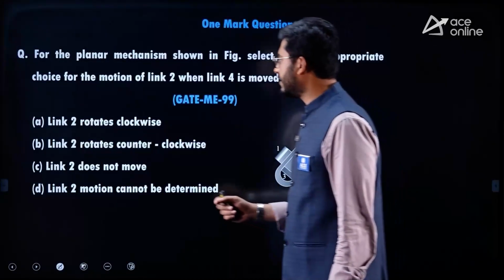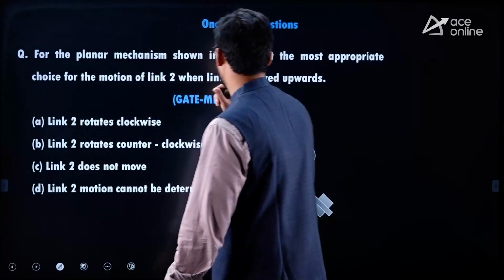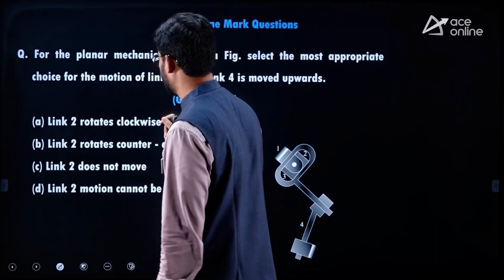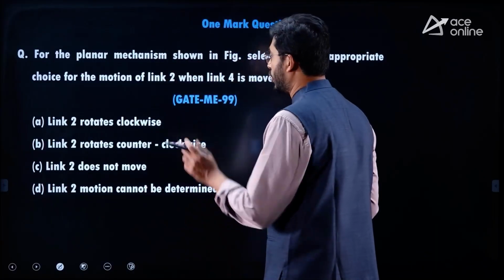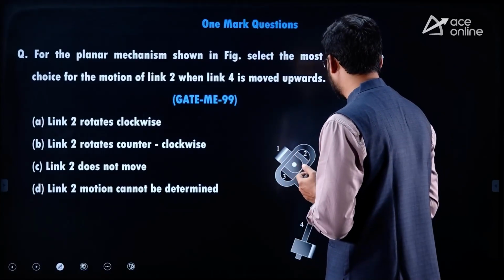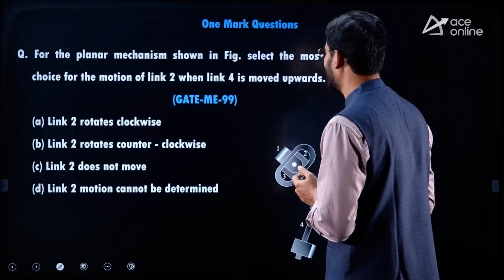So here in this arrangement is given in the question for the planar mechanism shown in the figure. Select the appropriate motion choice. Select appropriate choice for the motion of link number 2 when link number 4 is going to move upwards.